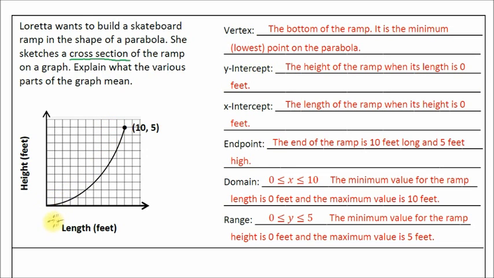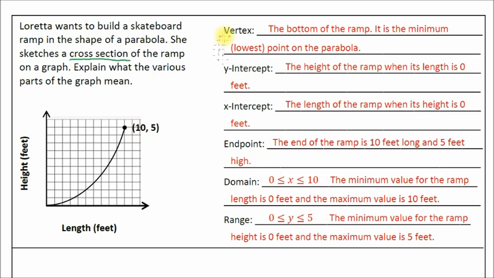So think about this ramp. You just kind of took a saw and cut it exactly down the middle and laid the shape of the ramp on a coordinate grid. We've got an x-axis right here and a y-axis right here. Here's where you enter the ramp. This is the very end or the top edge of the ramp. So the question is, explain what the various parts of the graph mean.